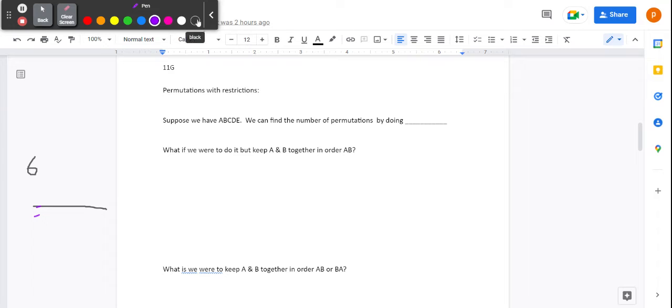All right, next one. Let's suppose we have A, B, C, D, E. Find the number of permutations. Of course, we would just do that by 5 factorial. 5 letters, A, B, C, D, E, which is 120, the sample space, okay?